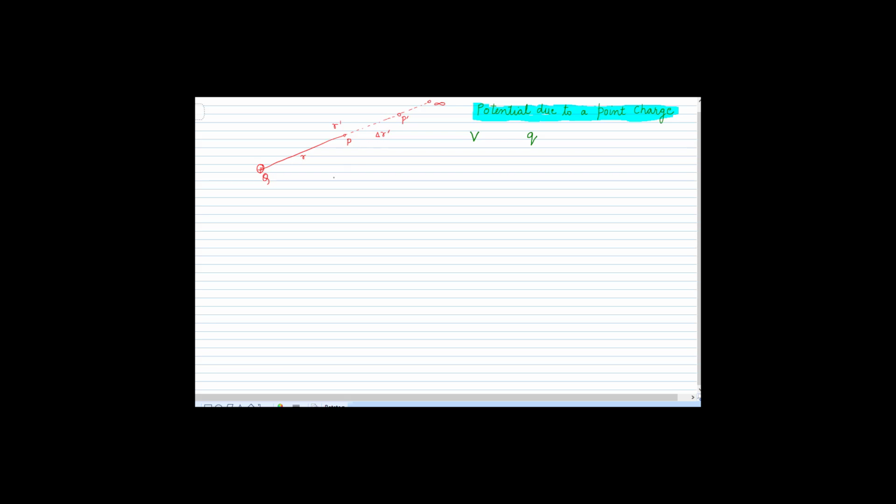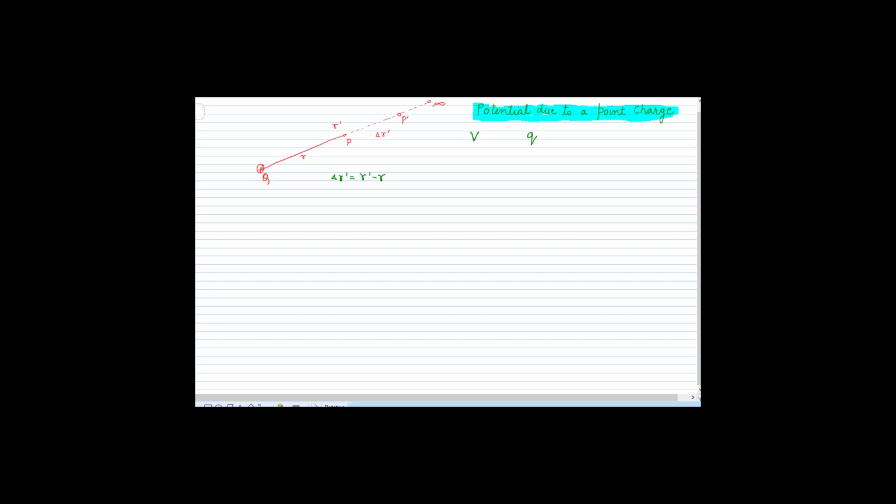So delta r dash is the difference of distance between Q to P dash minus Q to P. This gives us the distance between the 2 points P and P dash. So these are the two distances we have taken: Q to P is r and Q to P dash is r dash. And we have taken the third point at infinity. So what happens then? Let us see.